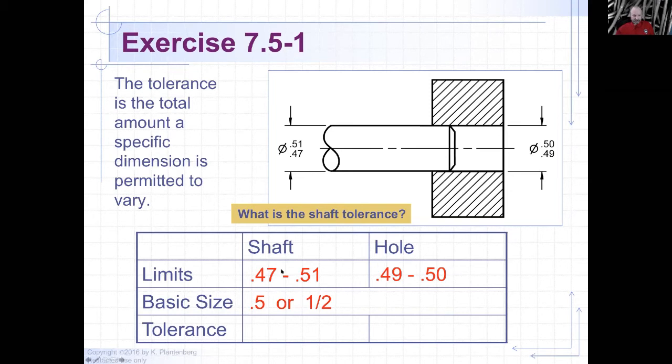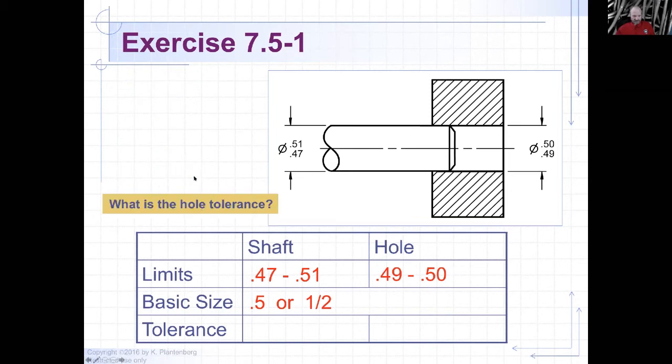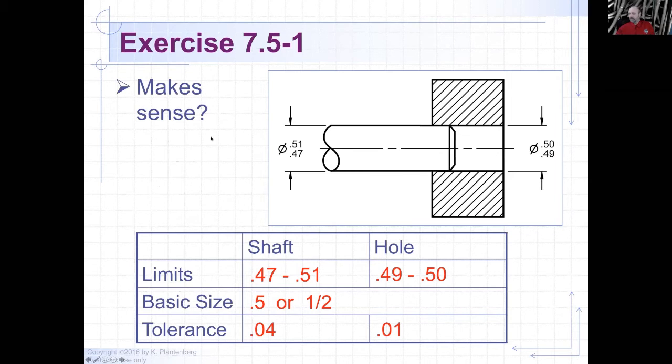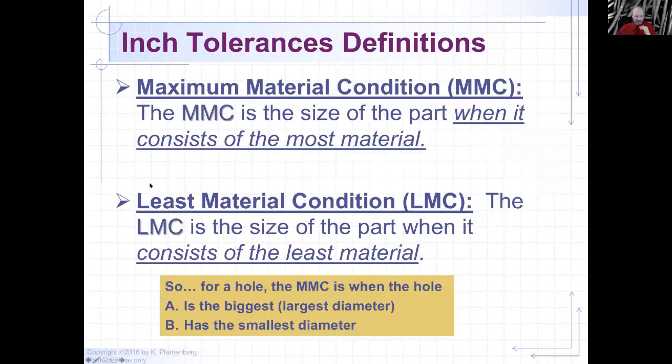Okay. All right, so let's move on. Oh, the hole tolerance. Any guesses there? Yeah, 0.01. Okay, good. So tolerance is the range. The limits are how small you can make it to how big you can make it. And the basic size is the same for both, the shaft and the hole. So that kind of makes sense. I hope it makes sense to you. Think about it if it's not obvious.